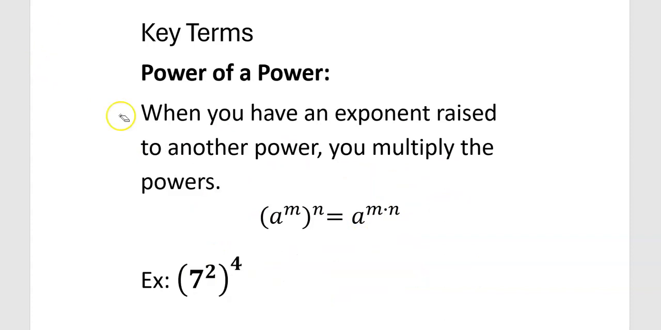Our next power property is power of a power. So it's when you have the parentheses and you have an exponent and then immediately another exponent on the outside. When you do that, you multiply. Okay, so again, the example would be like 2 to the second raised to the second.